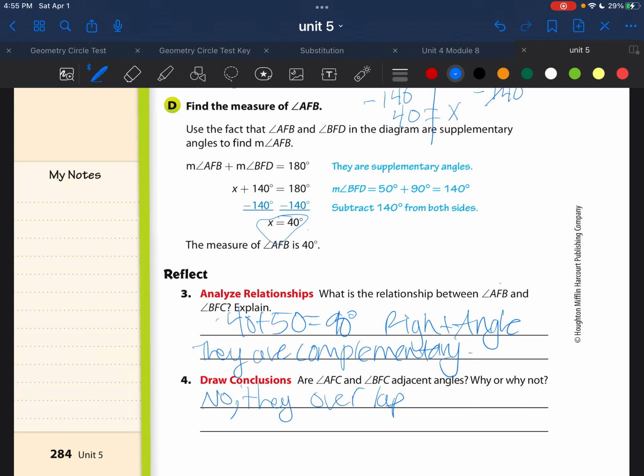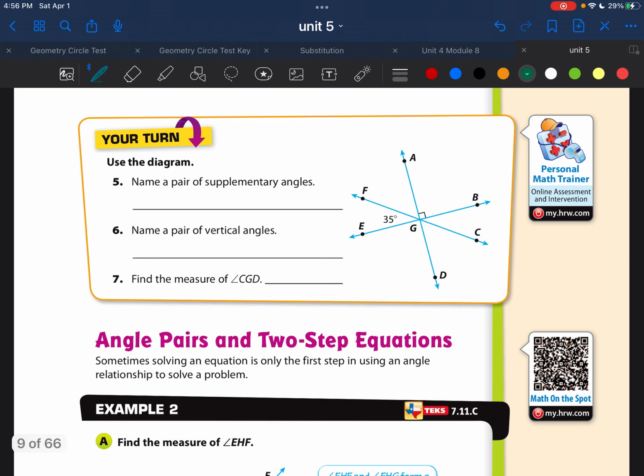Okay, and when I say that, that means that if I have a side here and a side here, these guys are adjacent angles, okay? But if I were to do this guy and this guy, they both share him, so they can't be adjacent angles because they're both touching the same line. That's all that means, okay? All right, let's go ahead on to our next page.